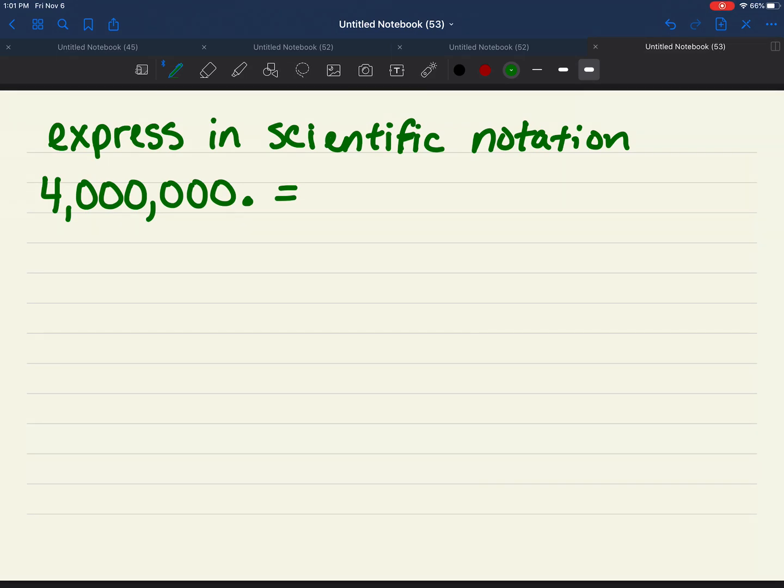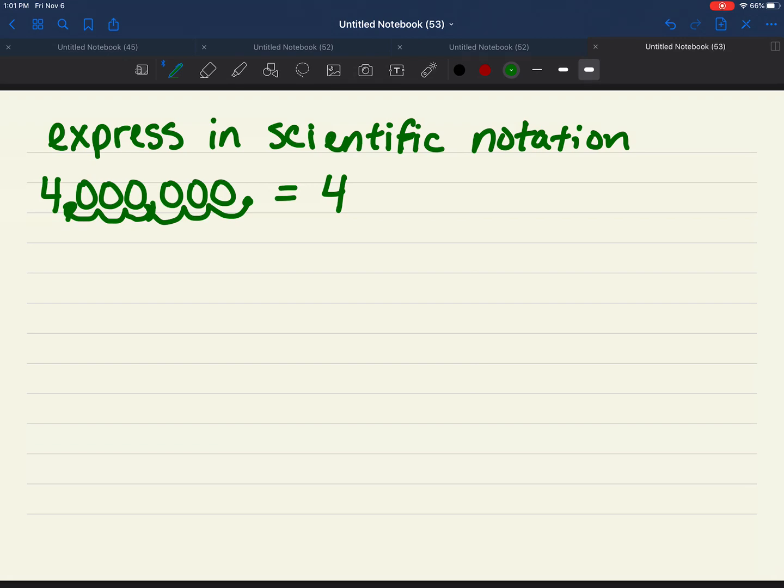So you want to move your decimal and you want it to stop when there's only one number that's not a zero in front of your decimal, okay? So where would that be? In front of the 4 or behind the 4? Behind the 4, okay? So I'm going to move it and I'm going to count. 1, 2, 3, 4, 5, 6, okay? So then I'm going to say 4.